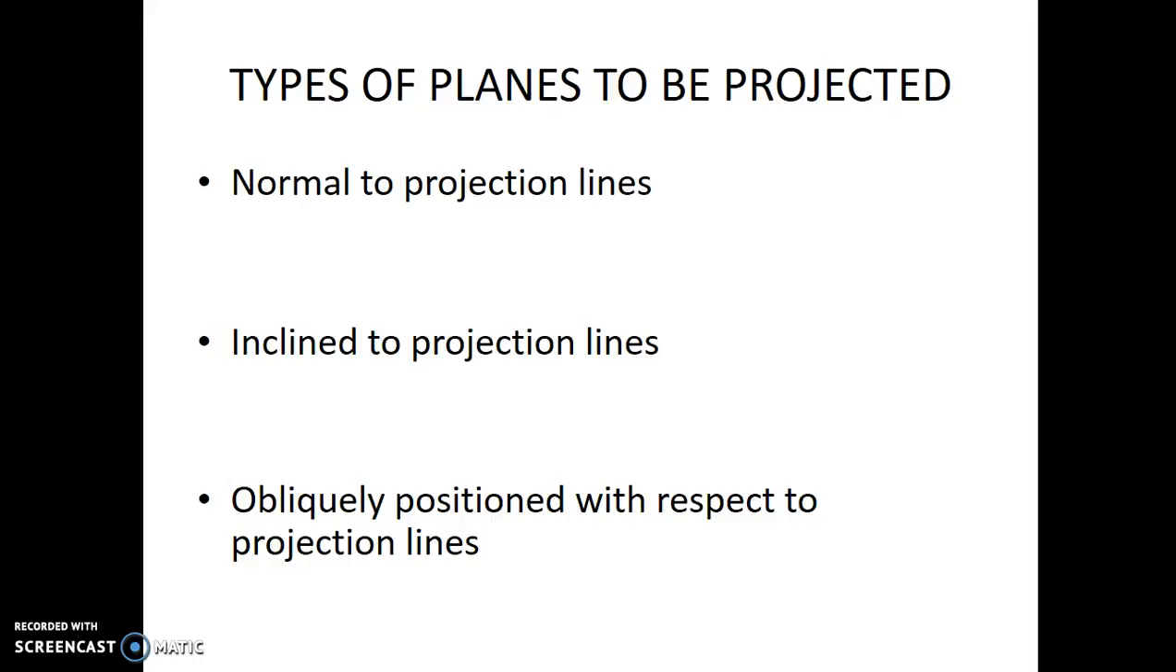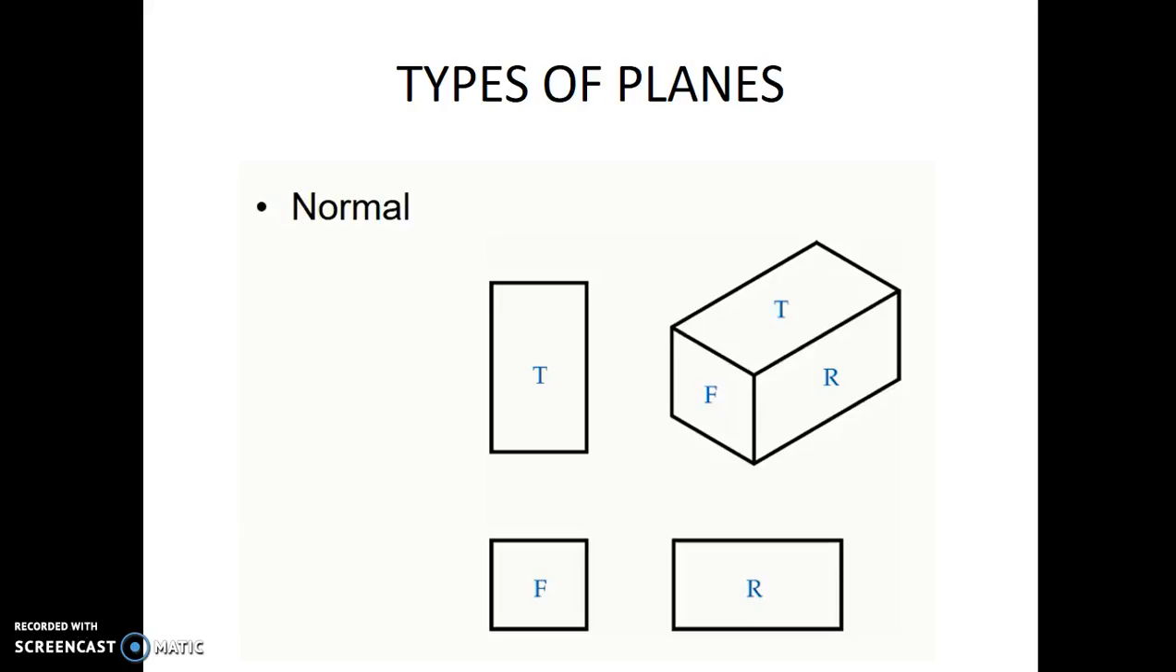Let us see some of the different types of planes normally found on objects which are to be projected on the projection planes. They are a normal plane, or a plane normal to the projection lines, a plane inclined to the projection lines, and a plane obliquely positioned with respect to the projection lines. Let us see one by one.